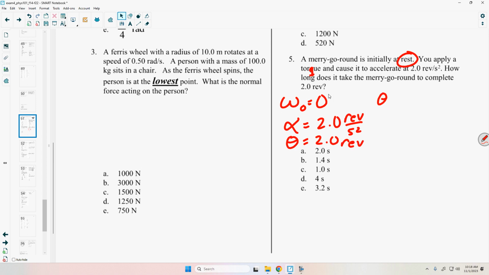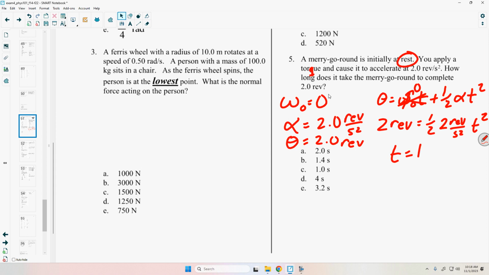I do know that theta is equal to omega naught t plus 1/2 alpha t squared. Omega naught is 0, so that whole term goes away. And I know alpha and I know theta, so I have everything I need. This is a pretty simple problem. I say 2 revolutions is equal to 1/2 of 2 revolutions per second squared times t squared, and so t is equal to 1 second.